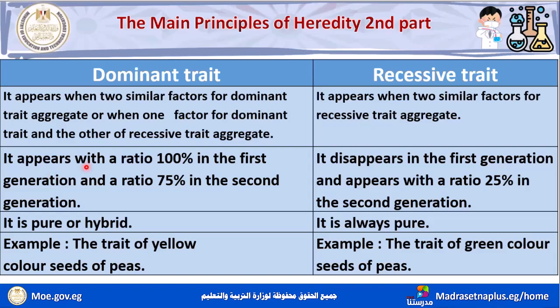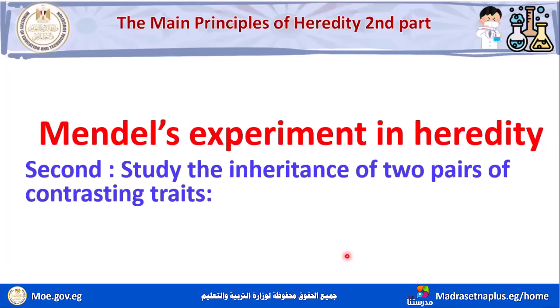The dominant trait appears with a ratio of 100% in the first generation and 75% in the second generation. While the recessive trait disappears completely, بتختفي تماما, in the first generation and appears with a ratio of 25% in the second generation. The dominant trait is pure or hybrid, while the recessive trait is always pure, two similar factors for the recessive trait. Example of a dominant trait: the trait of yellow color seeds of peas. Example of a recessive trait: the trait of green color seeds of peas. Mendel's experiments in heredity, second: study the inheritance of two pairs of contrasting traits.